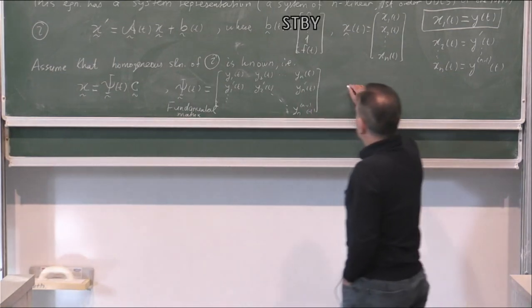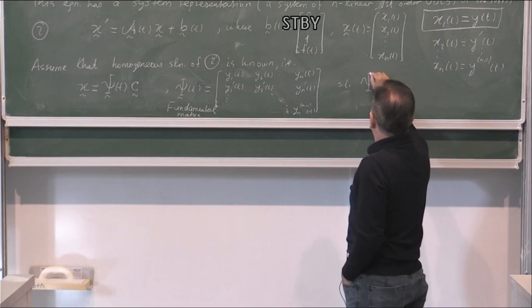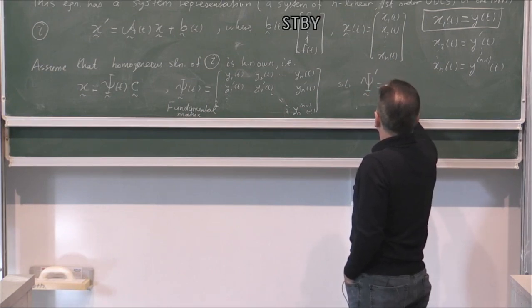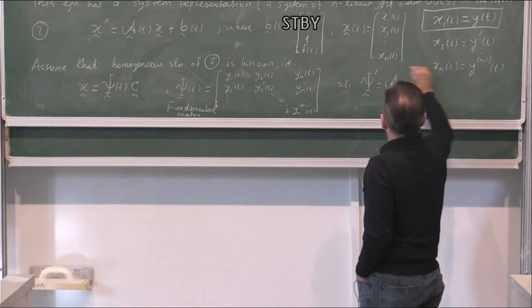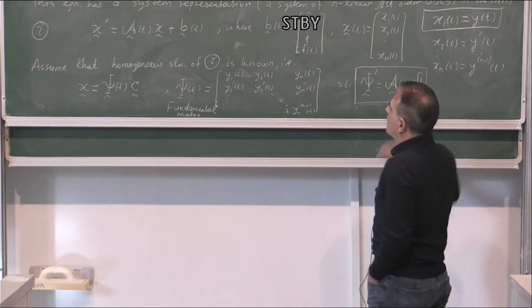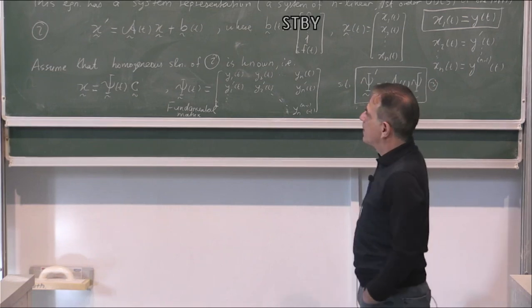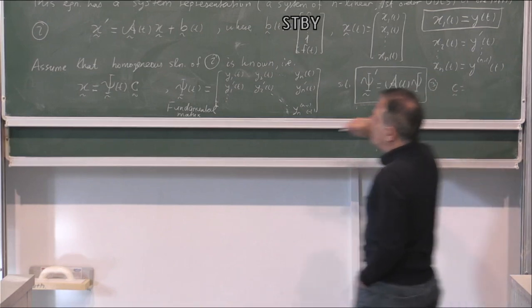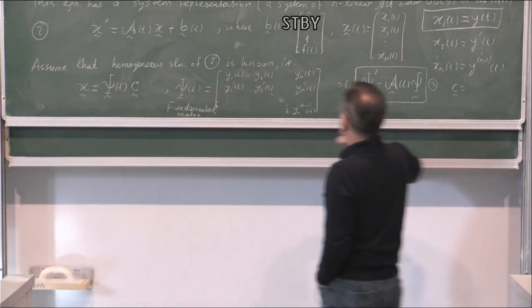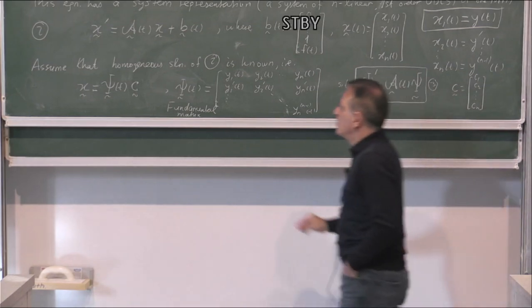And this fundamental matrix satisfies the matrix equation Phi prime equals A Phi. Good. Say 3. Okay. And what about C in this homogeneous solution? C is the vector containing arbitrary constants. Good.